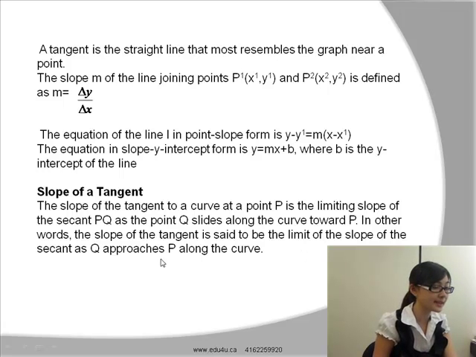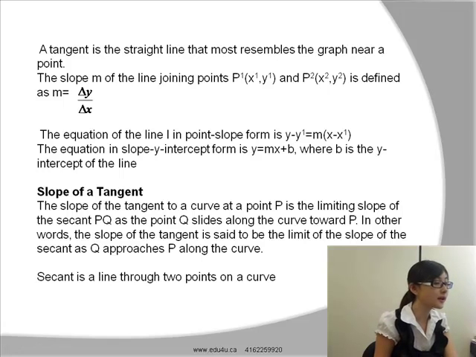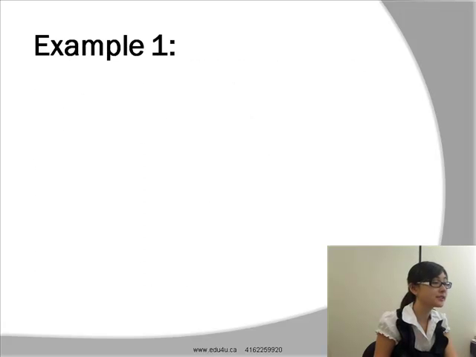The slope of a tangent is said to be the limit of the slope of the secant as q approaches p along the curve, and we will see an equation of this later on. The secant is a line through 2 points on the curve.